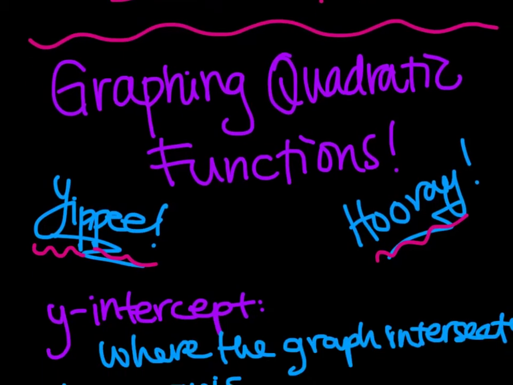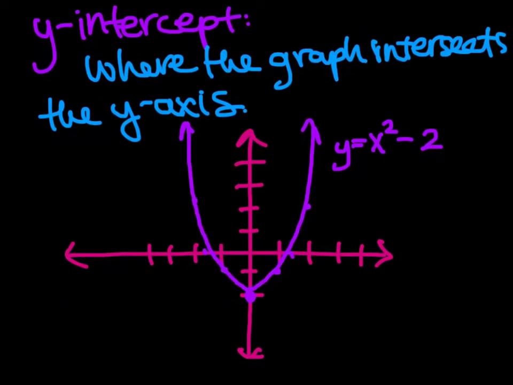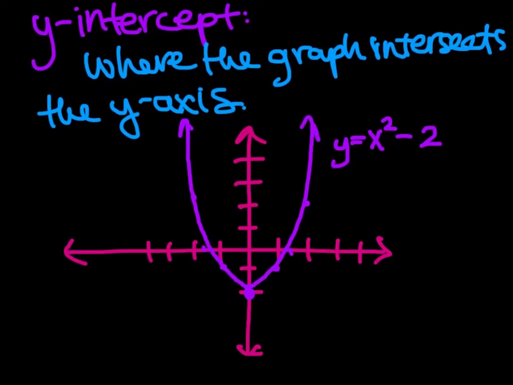So here we go. What we're going to be paying attention to a little bit for this first little part is the y-intercept. It's just another point that we can find on a graph that'll help us identify our quadratic function and where it needs to cross in various places. So the y-intercept is where the graph intersects the y-axis.